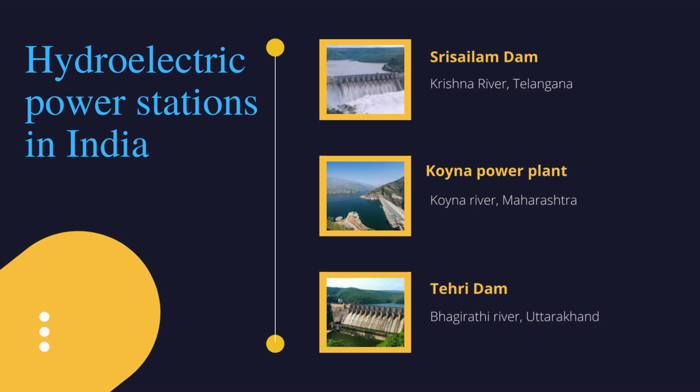Sri Salem Dam, located on the Krishna River in the state of Telangana. Koyna Power Plant is again one of the ancient hydroelectric power stations in India. It is situated on the Koyna River in the state of Maharashtra. The next comes Tehri Dam. It is located on the Bhagirathi River in the state of Uttarakhand. It is the biggest hydroelectric power station in India.